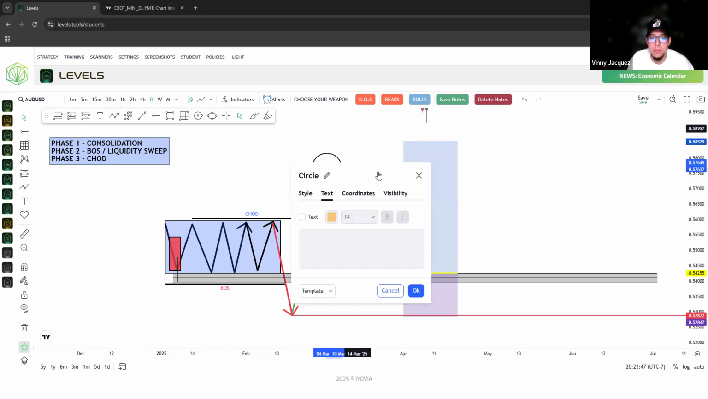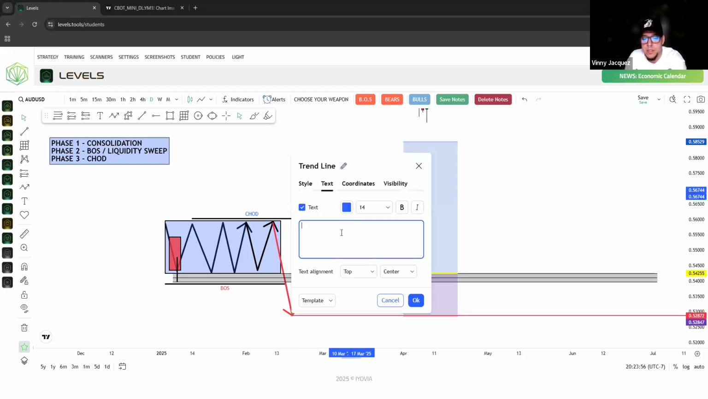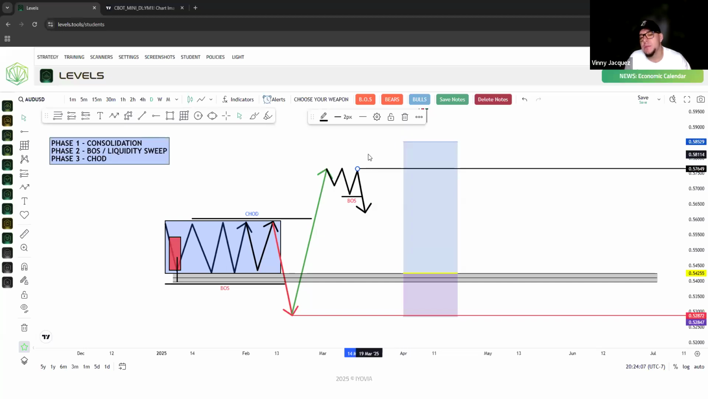So anytime that the market gives me a break of structure to the downside, I need to confirm this. That's my BOS. So let's go ahead, BOS to the downside, my bearish BOS, put that on the bottom. And my change of direction line will be here. You guys probably think, oh, it can't be that simple. I promise you, it is.